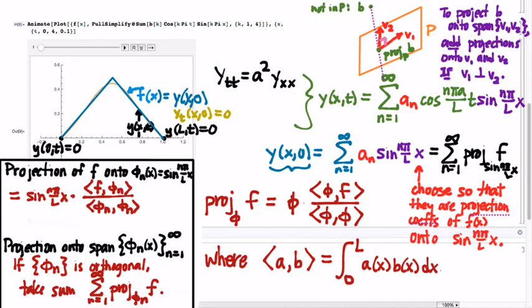And so to find out what a sub n should be, a sub n is exactly this ratio of inner products. If we unpack what that is, that's just going to be the integral from 0 to L of the product of f of x times the sine of n pi x over L. That integral, of course, is taken with respect to x. And then we're dividing that integral by the integral from 0 to L of sine of n pi x over L times itself, so sine squared of n pi x over L.